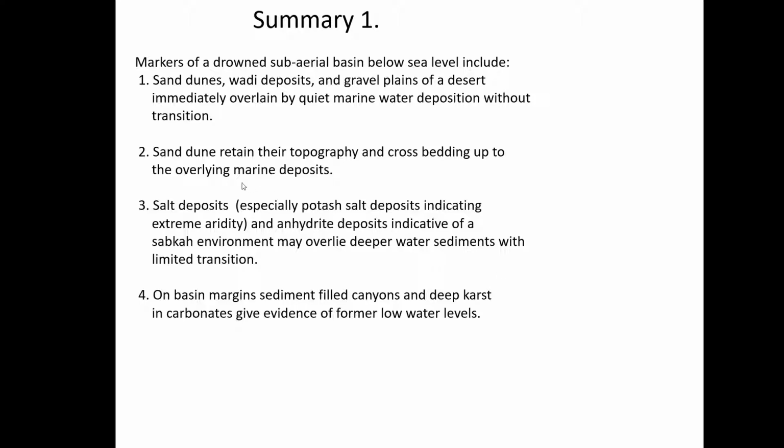There are salt deposits. And how would you get a salt deposit if you didn't have marine water coming in, drying up, and maybe it comes in waves, because the amount of salt you get from 1,000 feet of water is not anything like the thickness of these salts. So you've got to keep bringing it in. And the salt deposits, especially the potash ones, are signs of extreme aridity. And anhydrites are indicative of a sabkha environment, which may overlie deeper water sediments with limited transition.